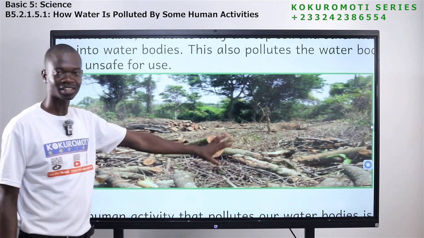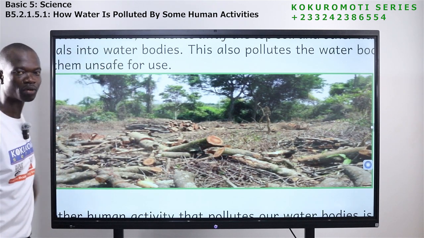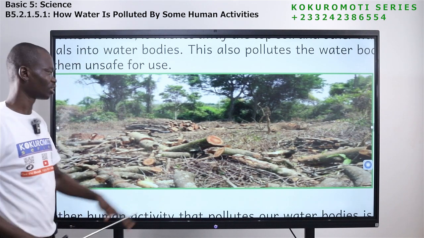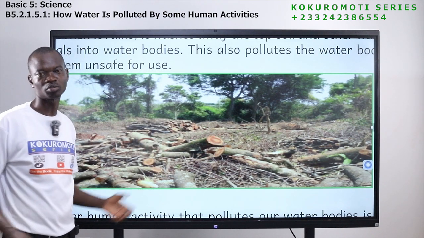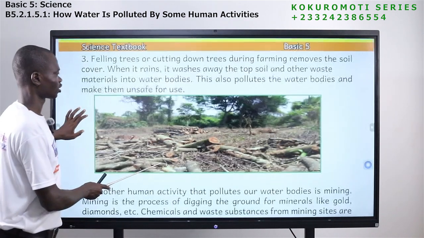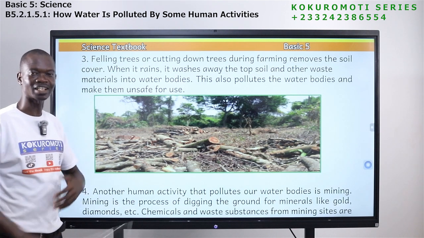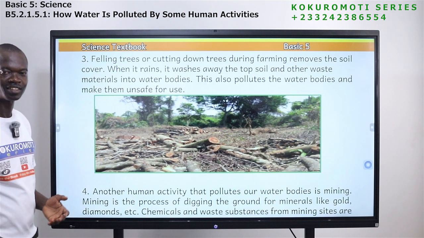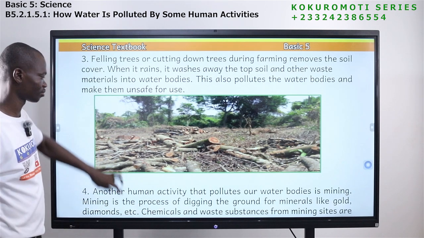And if it happens like that, all the things here will be washed into our water bodies. Imagine we have all these things being washed into water bodies. What do you think will happen? It will pollute the water. Okay. So when we cut down trees, just like that, this is one of the effects.